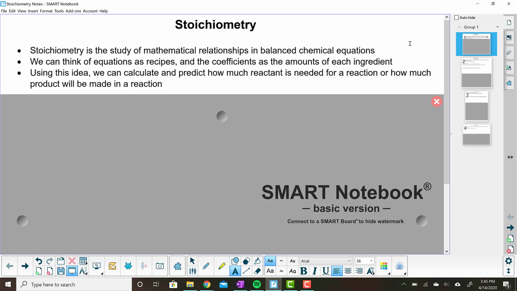And today we are finally getting to the greatest topic, the most quintessential chemistry topic, stoichiometry. Yes, this word that is right here is pronounced stoichiometry.